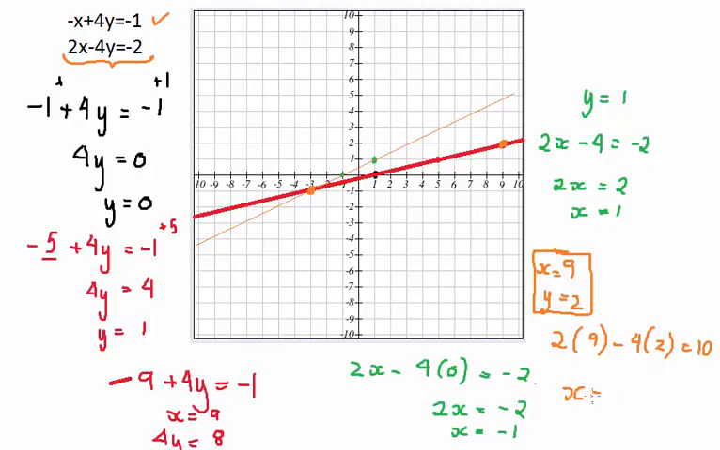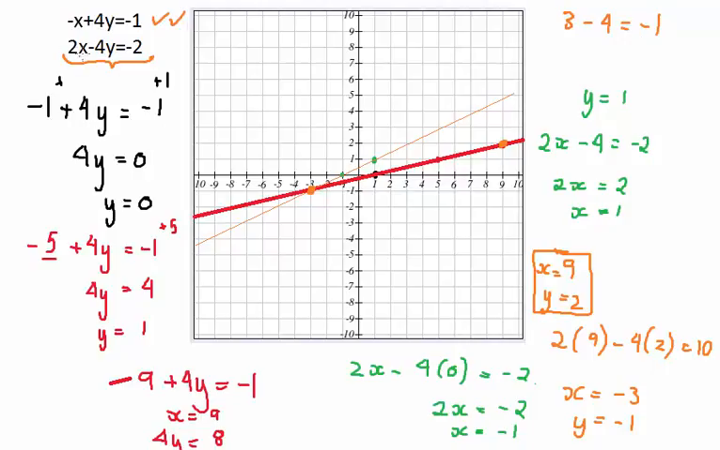X is equal to negative 3. Y is equal to negative 1. Negative times negative 3 is positive 3, plus 4 times negative 1 is negative 4. So we get 3 minus 4 is equal to negative 1. That works.